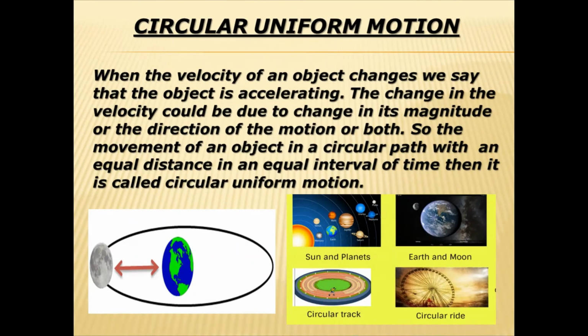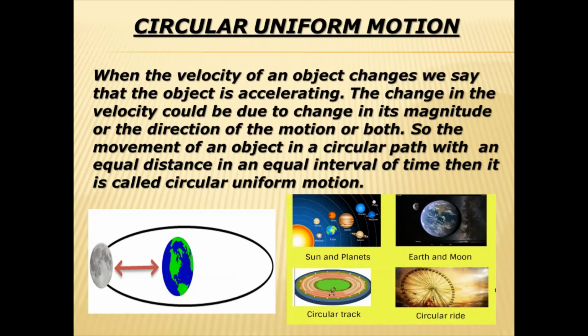The last part of this chapter is circular uniform motion. This is a very interesting as well as very easy concept. When the velocity of an object changes, we say that the object is accelerating. This is a new term, which is accelerating. I repeat, when the velocity of an object changes, we say that the object is accelerating. The change in the velocity could be due to the change in its magnitude or the direction of the motion or both.